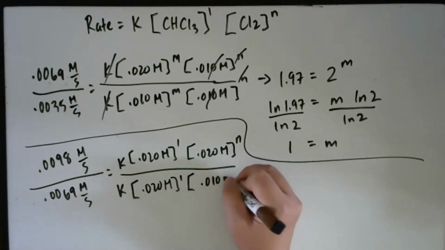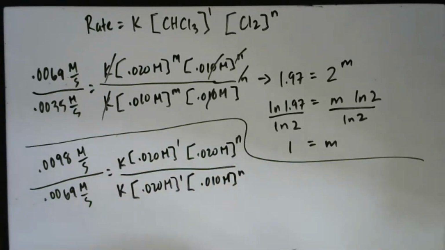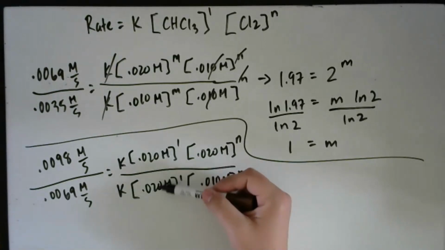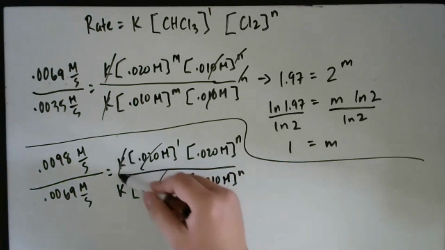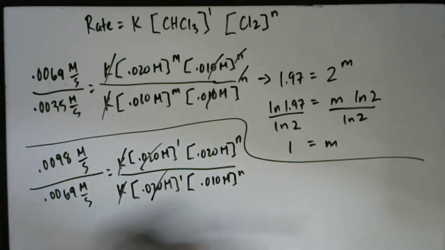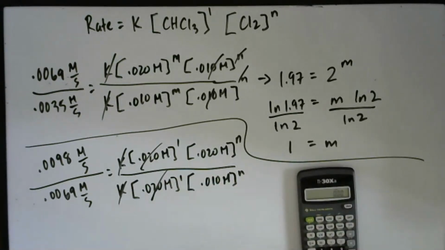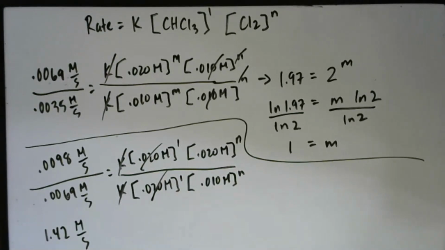Okay, so you see, when you write it out like this, it's also easy to see because you're going to have these two things that you don't care about solving for canceling out. And the thing that you want to solve for is the thing that's different. So here we have 0.0098 divided by 0.0069, 1.42. The molarity over seconds cancels out.